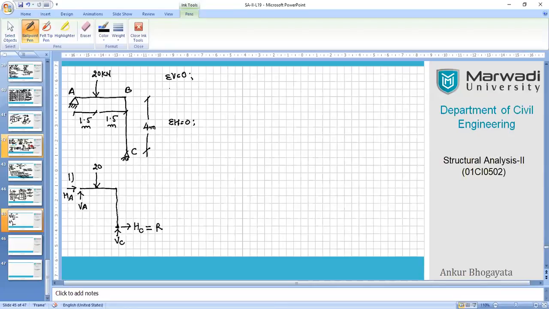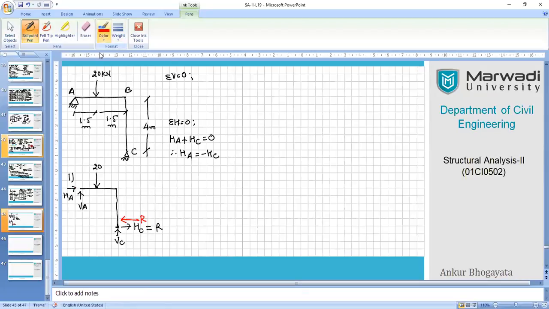Needless to add, if I go for sigma H, HA is positive plus HC is positive equals 0. There is no external force. So definitely HA becomes equivalent to HC in a reverse direction. So here what we can write is R is actually acting in a reversed direction. So I will be writing R like this, acting like this. These are the forces now on your system.